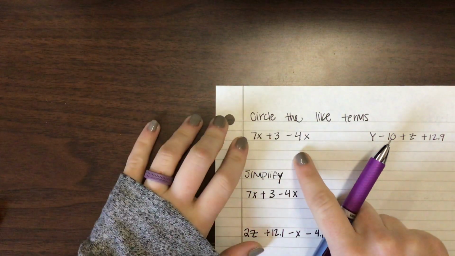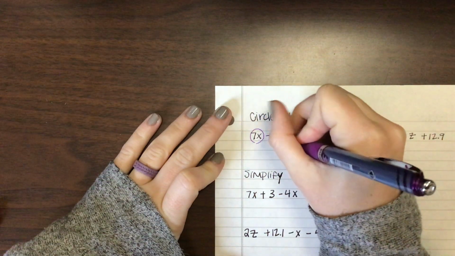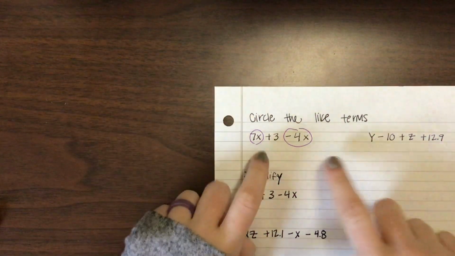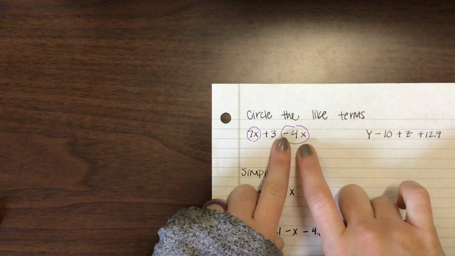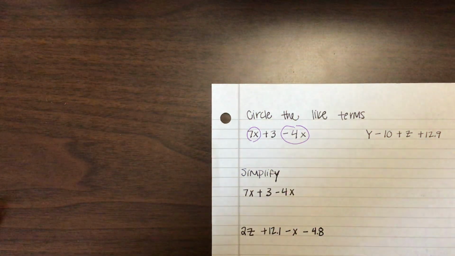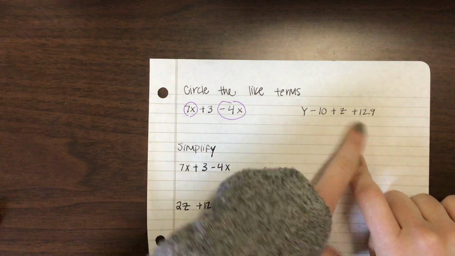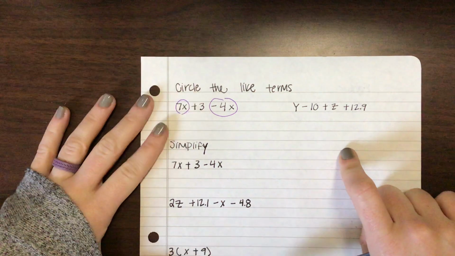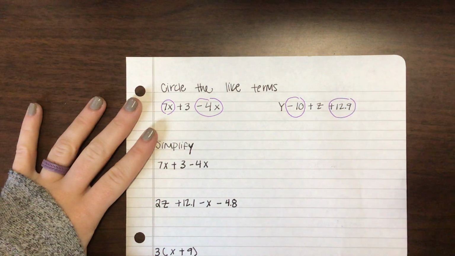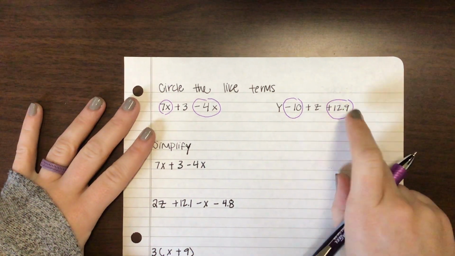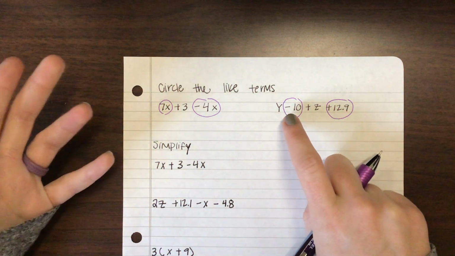So in this example, 7x plus 3 minus 4x, 7x and minus 4x are like terms because they both have an x. Notice I circled this minus with the 4 because it goes with the 4, so those belong together. In y minus 10 plus z plus 12.9, the like terms are the constants, minus 10 and 12.9, because they don't have a variable. y and z are not like terms because they're different letters. They're not the same thing.